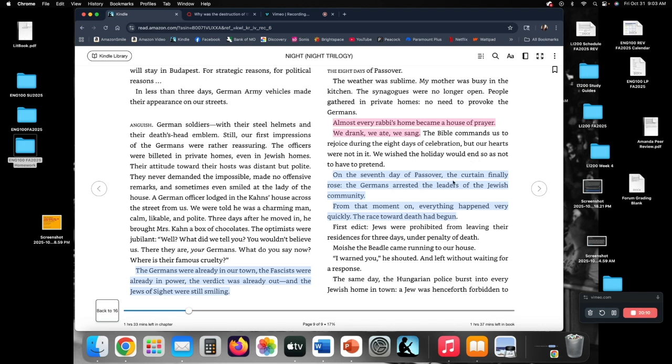And this is where the curtain finally rose. So this image of what's going on. The Germans arrested the leaders. From that on, everything happened quickly. The race toward death had begun. So here's where we really see the turning point. And this, the race toward death, is on page 10. So here, page 10 begins the progression of what happens to the Jews.